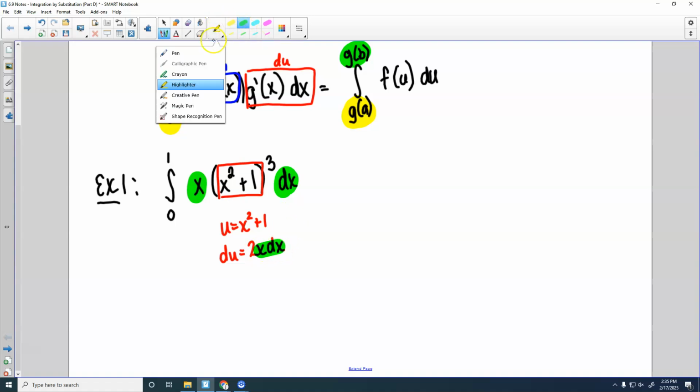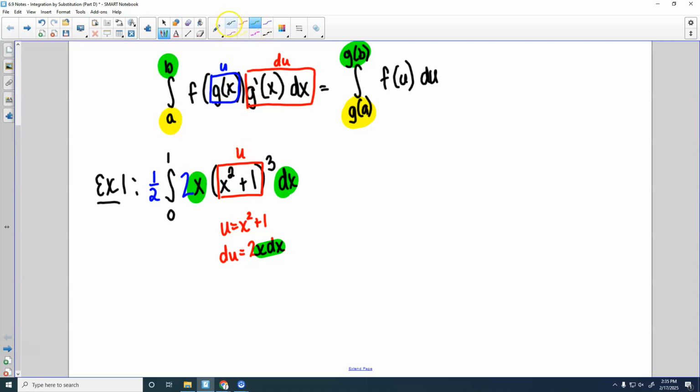We are just missing the 2 right here, but if I put a 2 right there with that x, what have I got to do on the outside? I've got to put a 1/2 right there. So this stuff right here is my u. This stuff right here is my du. So whenever I rewrite this with my u's, I would have a 1/2 integral of u to the 3rd power du.